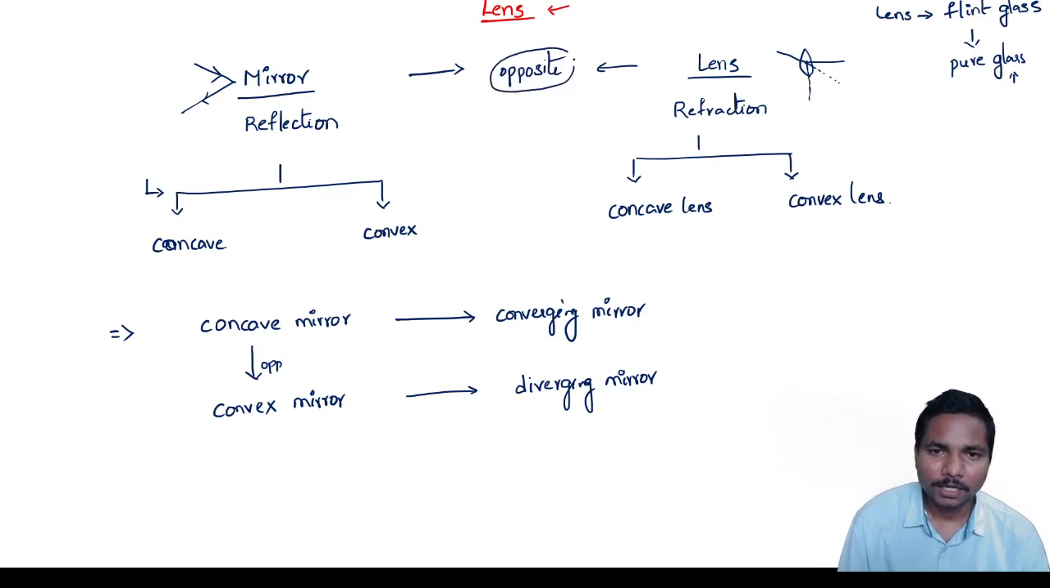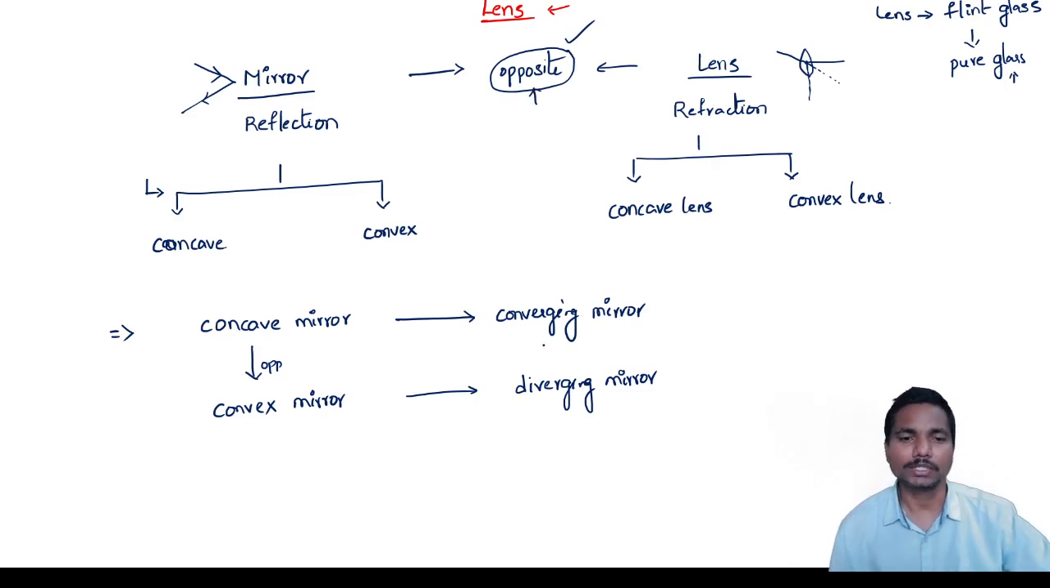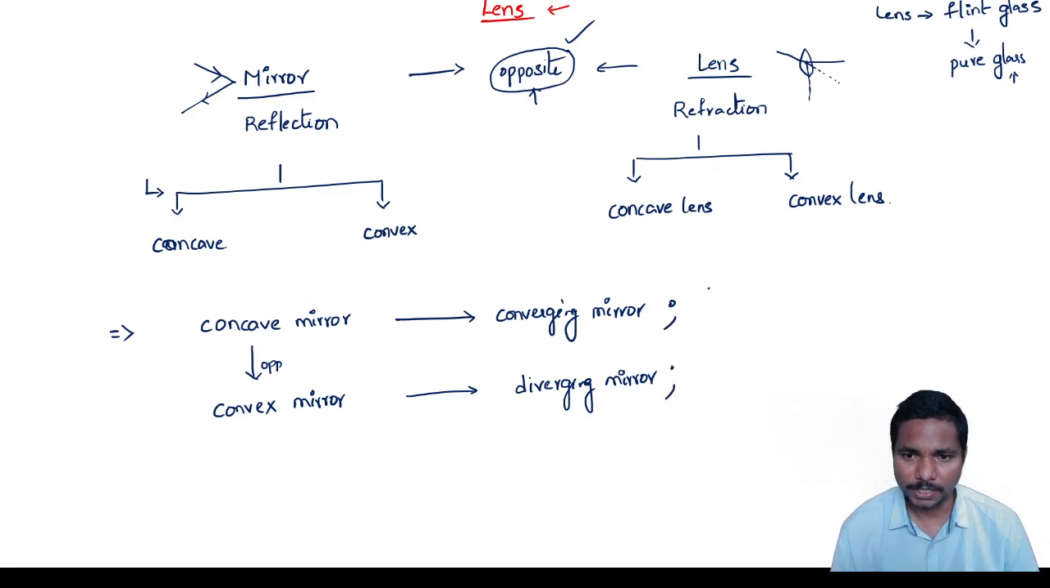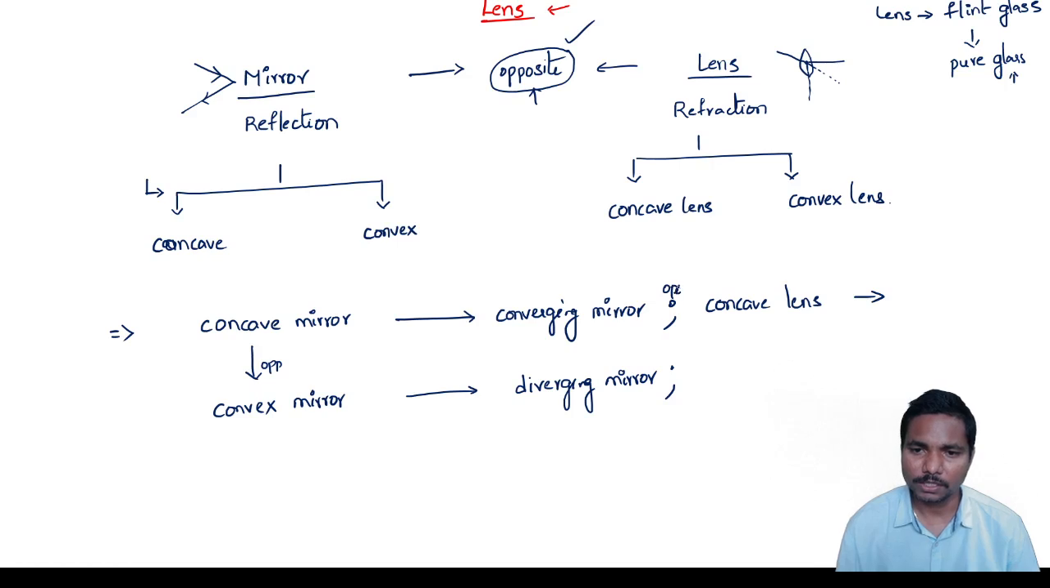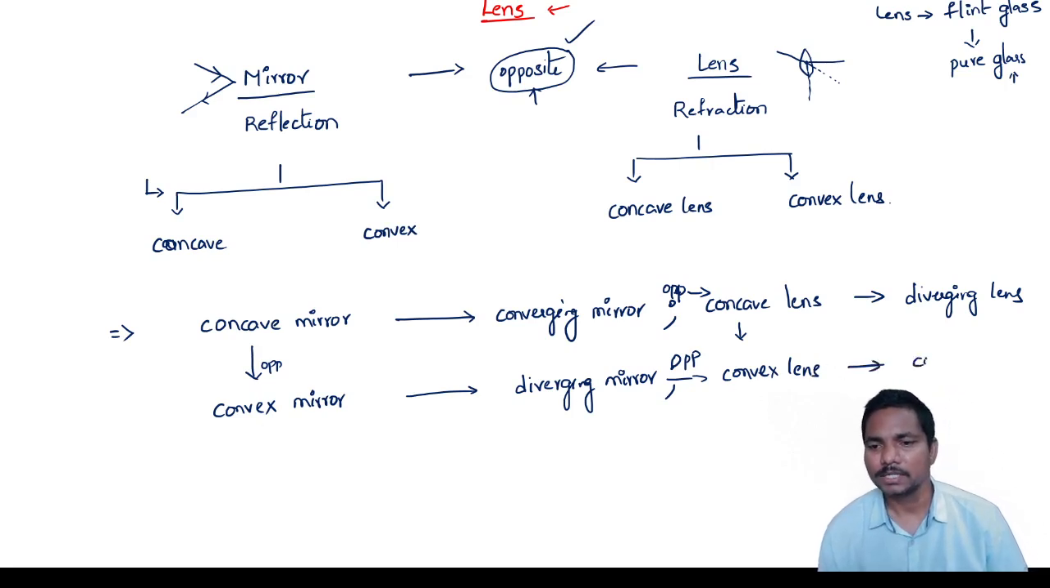If you know this, you have the concept of lens, and we can understand lenses easily. Concave mirror converges and convex mirror diverges. In the case of lenses it is opposite. Concave mirror converges, so the concave lens, being the opposite, will diverge. So it is a diverging lens. Concave lens is the opposite of convex lens, and the convex mirror, a diverging mirror, corresponds to the convex lens, a converging lens.